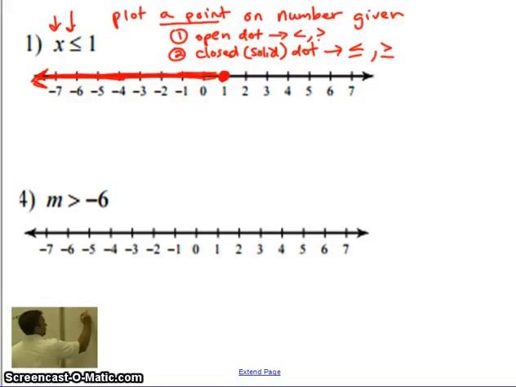Alright, let's look at the next example. m is greater than -6, so we go to -6. In this case, we're going to draw an open dot because it can't include -6, because -6 is not greater than -6. It's the same thing, so that won't work. Now we're greater than -6, so we're going to choose all the numbers that are greater than -6. And again, you can shade in the direction of the inequality sign.